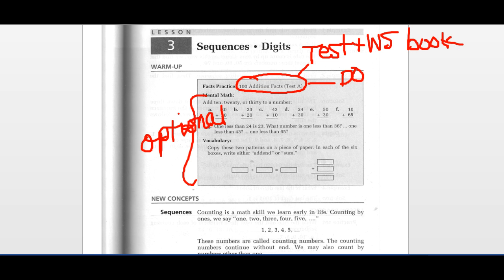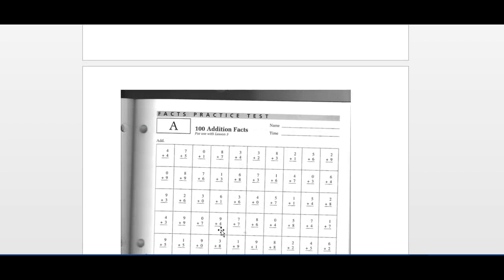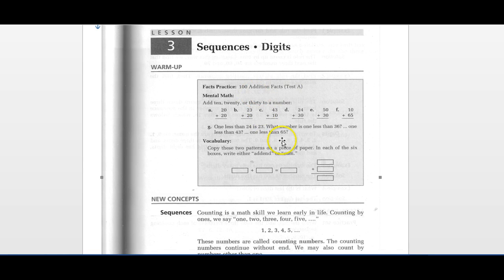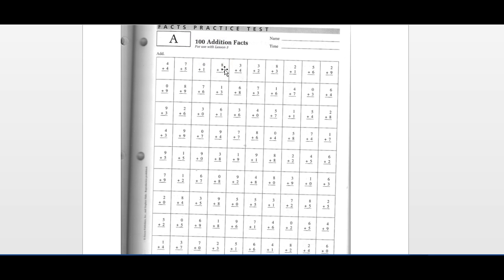Okay, so I want you to go to your tests and worksheets book right now, and I want you to flip. Probably you're going to have to go a couple pages in because we haven't done 1 or 2 yet. And you see here it says to do 100 addition facts test A. And there's a bunch of them, and a lot of them are the same. So 100 addition facts test A, and it says really small here, for use with lesson 3. So you know that you're in the right spot.